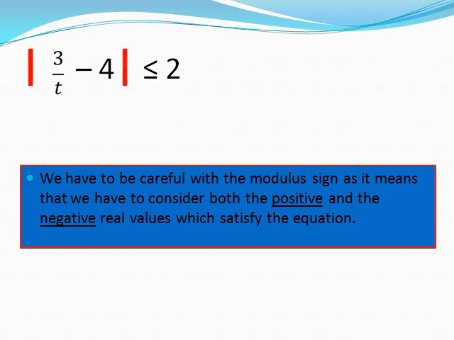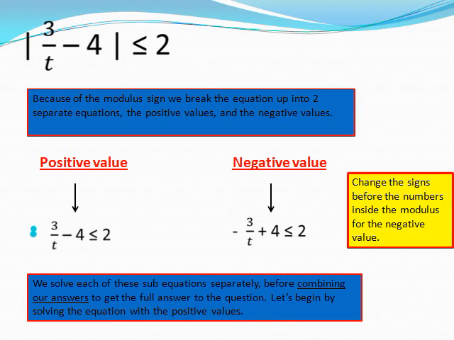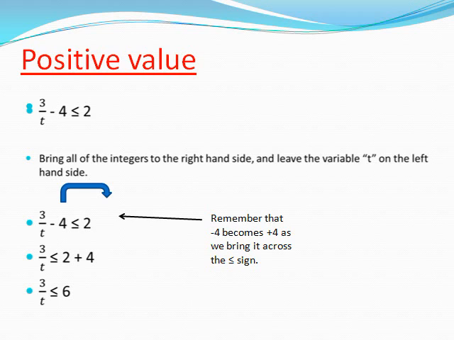So the important thing to remember with modulus inequalities questions is that because we're dealing with a modulus, we have to consider both the positive and the negative real values that will satisfy the equation. So we're going to deal with the positive value first and the negative value secondly. For the positive value, we'll take 3 over t minus 4 and multiply it by plus 1, which just leaves it exactly the same. For the negative value, we multiply by minus 1 and we get minus 3 over t plus 4. So we'll take the positive value first.